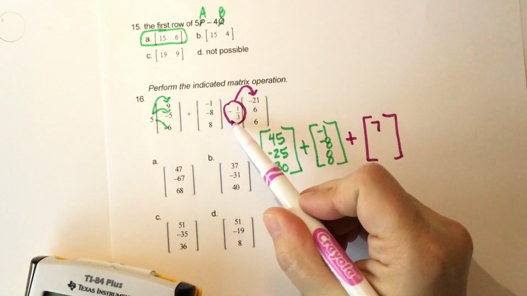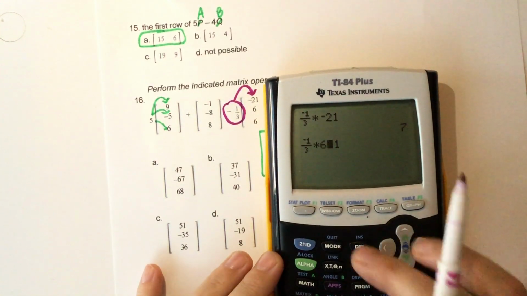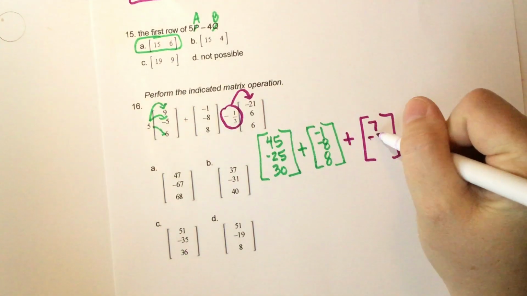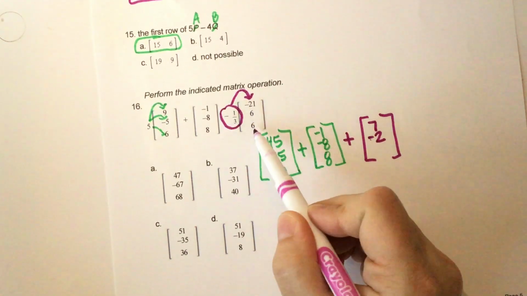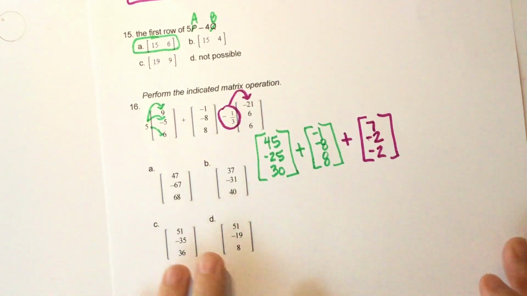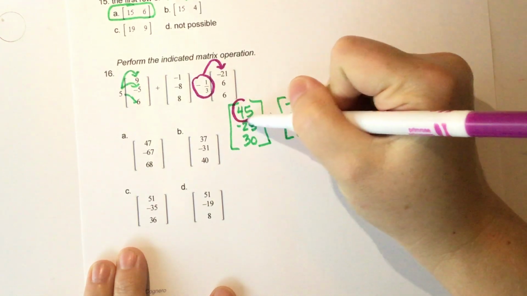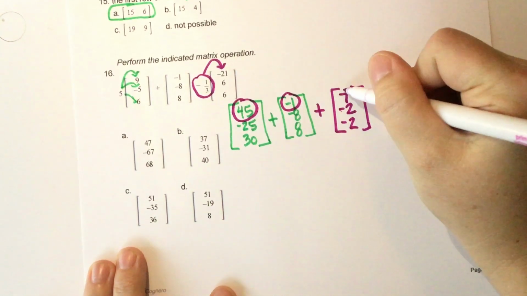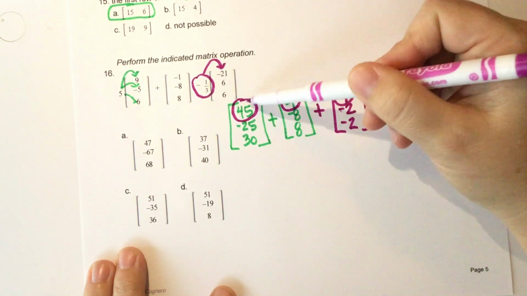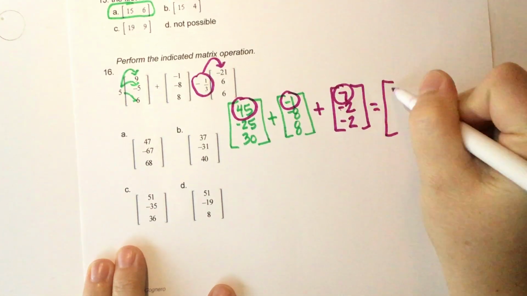Then I want to take negative 1/3 times 6. So negative 1/3 times 6, and that makes negative 2. And then I want to take negative 1/3 times 6, which is another negative 2. Okay, so when you go to add these, first you add all the top numbers. So I'm going to add 45 plus negative 1 plus 7. So 45 plus negative 1 is 44, and 44 plus 7 is 51.